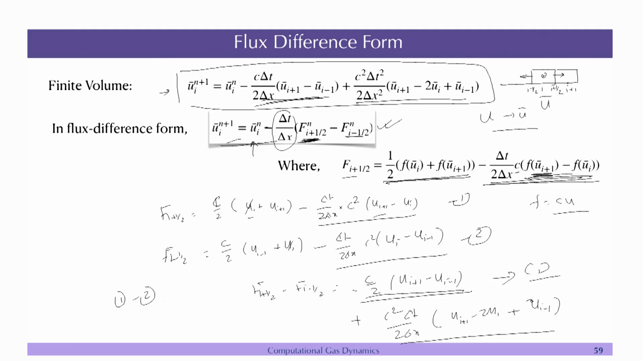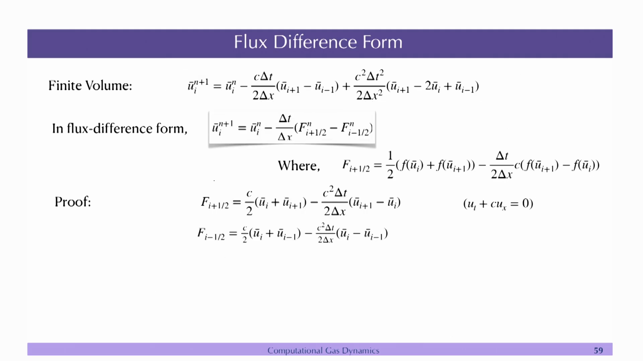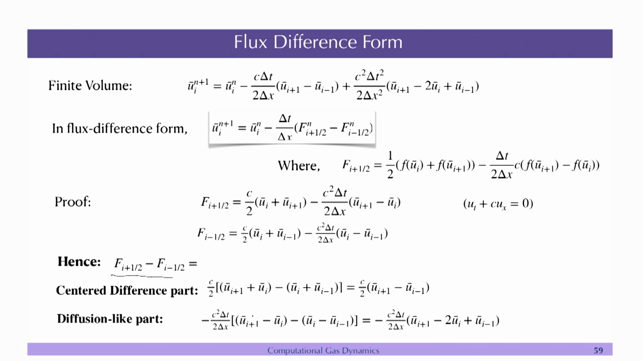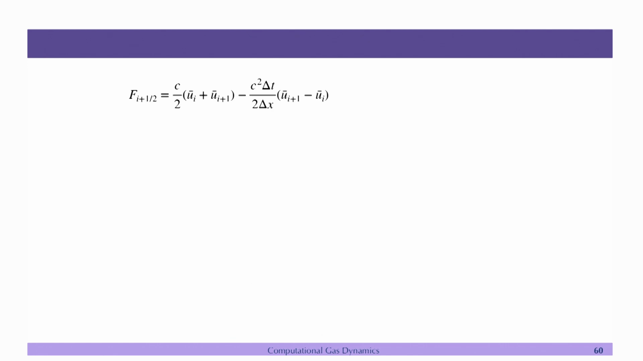So, we have now cast our expression. This is the proof. This is I plus half and this is I minus half, and if you take the difference between the two, you have the central differencing part and the diffusion part, which gives us back our Lax-Wendroff equation. So, why did we do that?